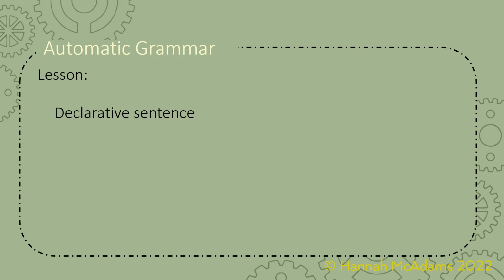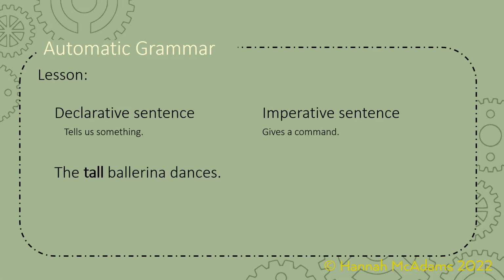Okay. Now, you already know that a declarative sentence tells us something. And let's talk about imperative sentences. Imperative sentences give commands. Well, this time for the declarative sentences, we're going to have an adjective that describes the noun in the sentence. So, the tall ballerina dances. So tall is that adjective, but the imperative for that would just be dance, right? We're just telling someone to do something, dance.